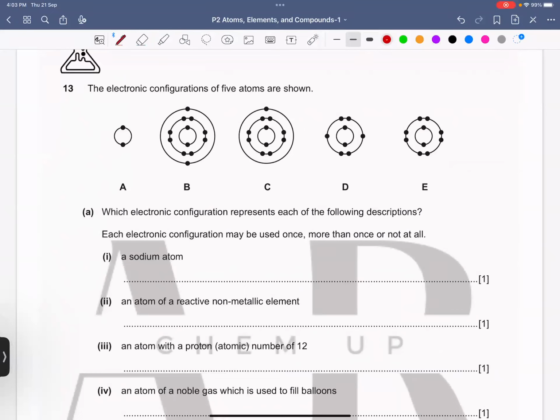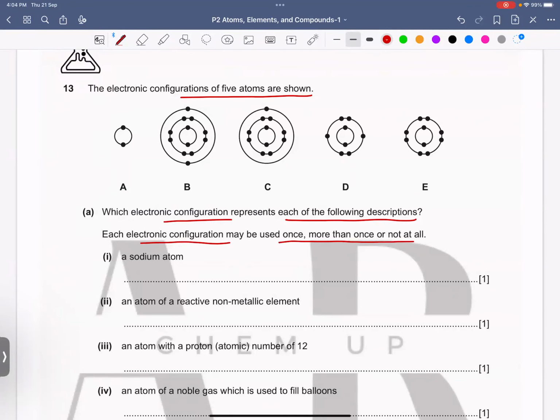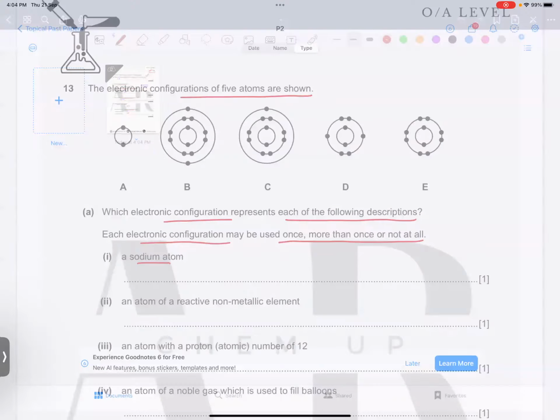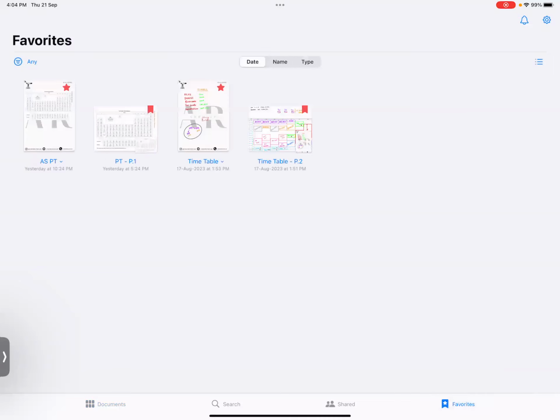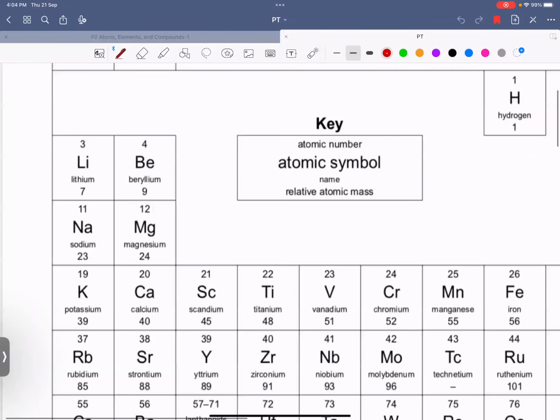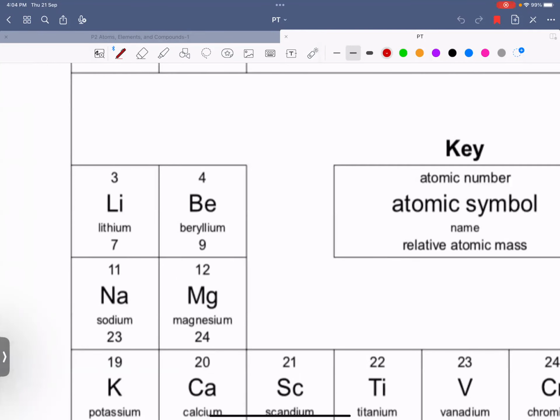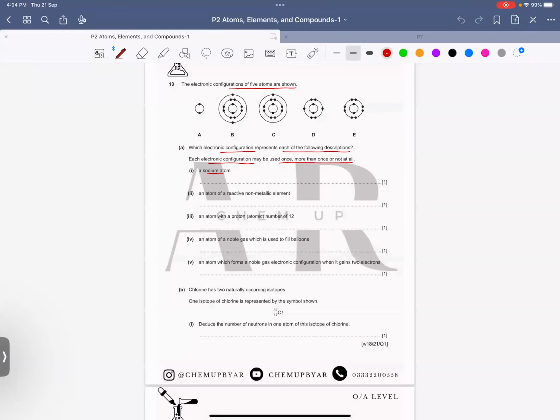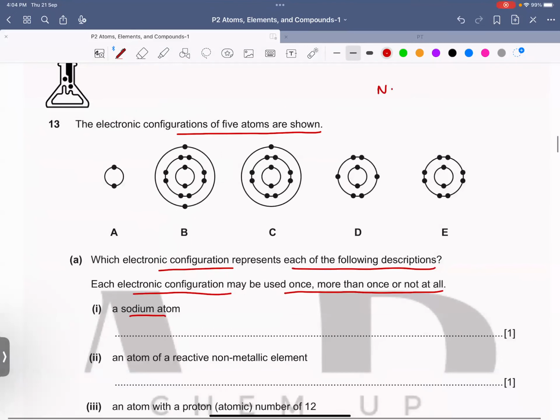इस क्वेश्चन को देख लेते हैं. The electronic configuration of 5 atoms are shown. Which electronic configuration represents each of the following descriptions? Each electronic configuration may be used once, more than once, or not at all. A sodium atom. So you have to look into a periodic table for this. If you look into a periodic table, how many electrons are there in the sodium atom? 11. So if it is a sodium atom, then it has 11 electrons.